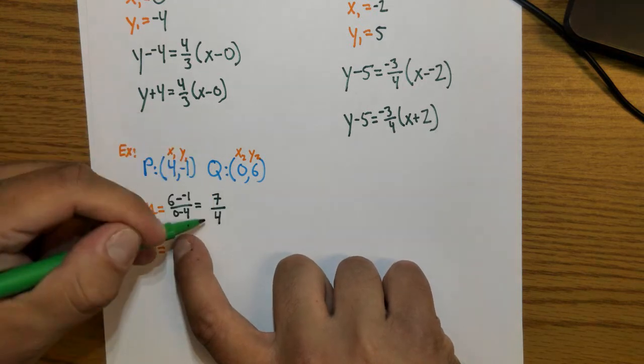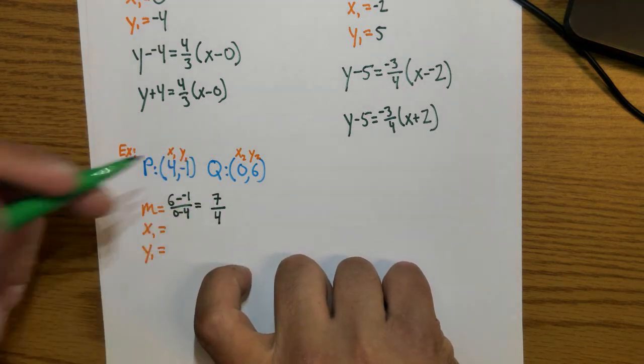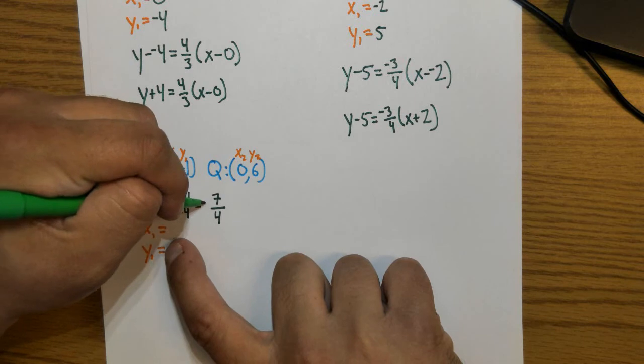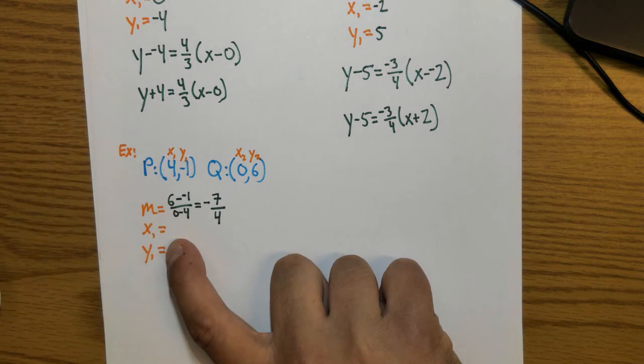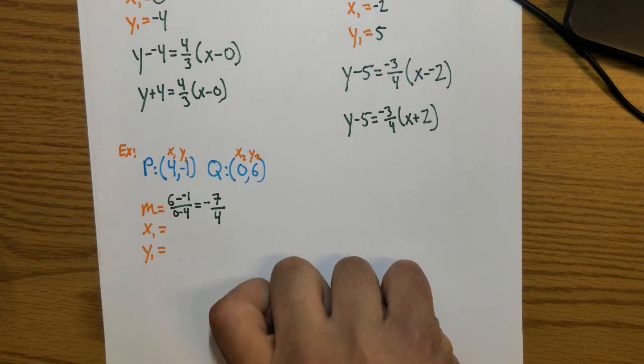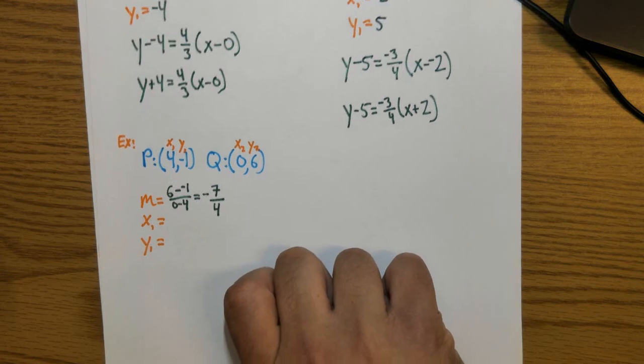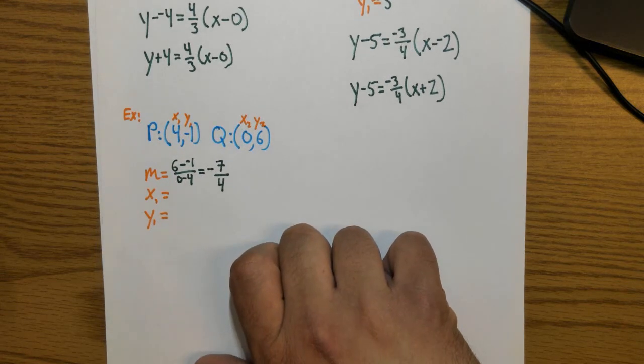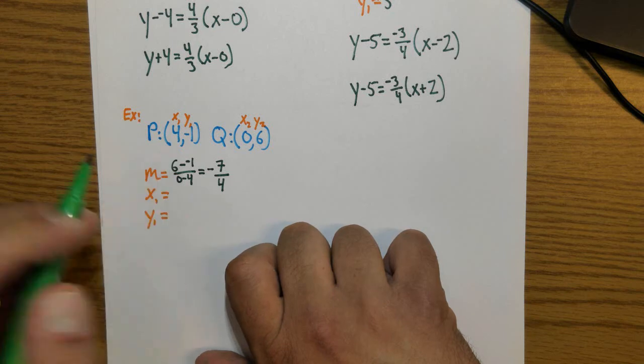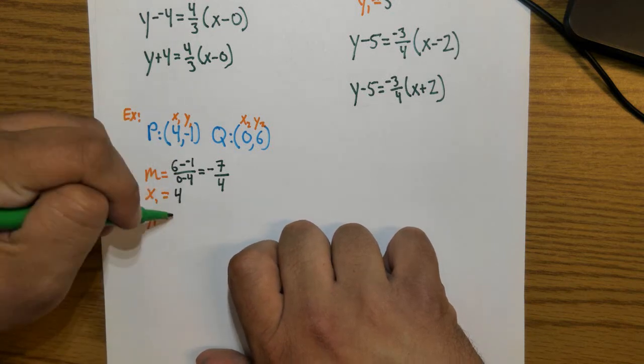Now remember, it doesn't matter if we have a negative on top or bottom, the whole thing is going to be negative. It just looks nicer if you either put it on top or just in front in general, as opposed to having a negative on bottom. So that's why I stuck it up there, okay? And then x1 is going to be 4, y1 is going to be -1.